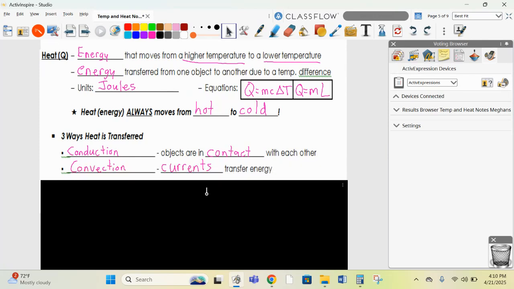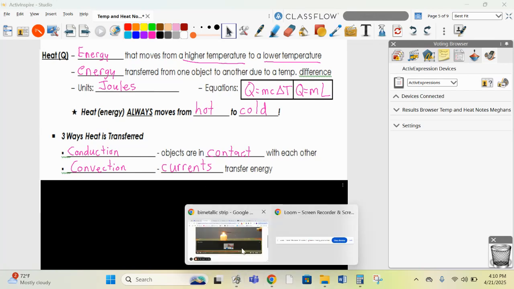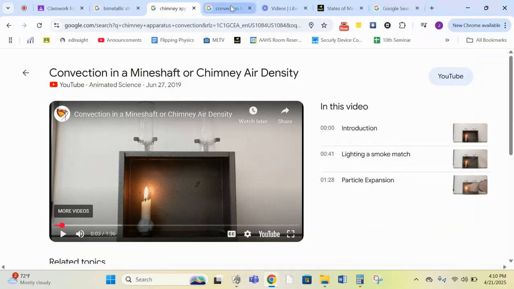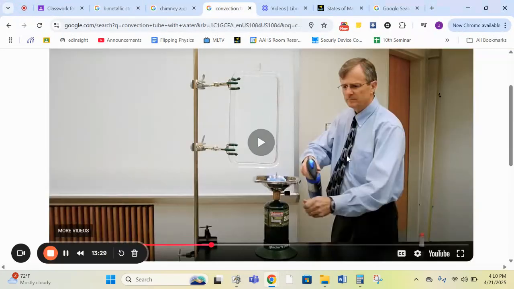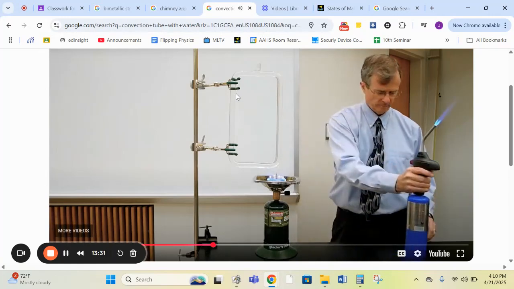Next is what's called convection. Convection occurs by currents that transfer energy. Now, again, this is usually something I typically will show. Here, this is what's called a convection tube. This just has water. One side of this gets heated, and he's going to put in a little drop of food coloring.